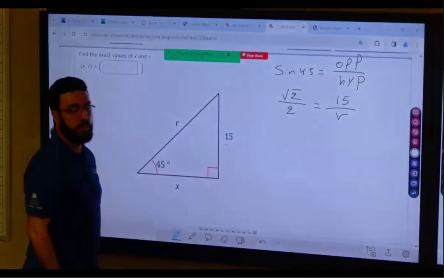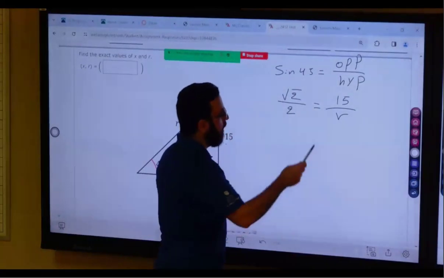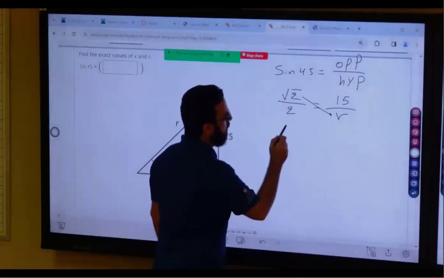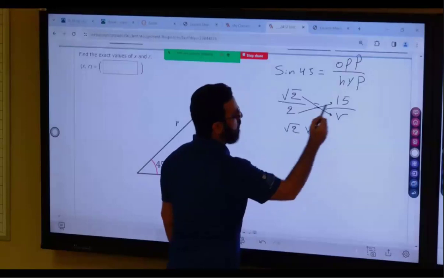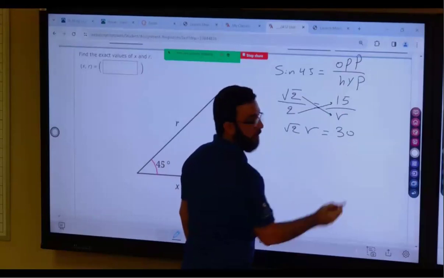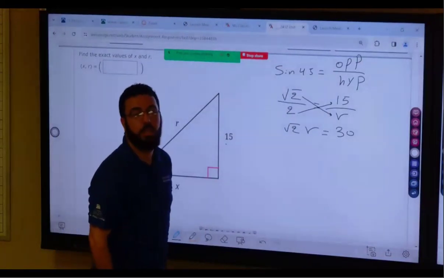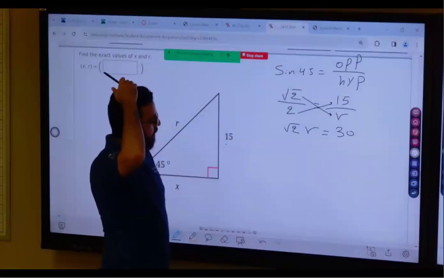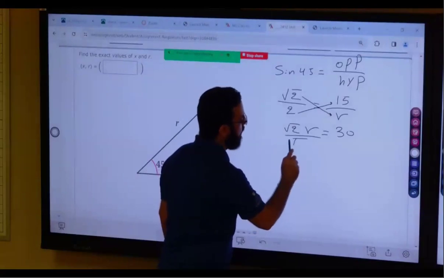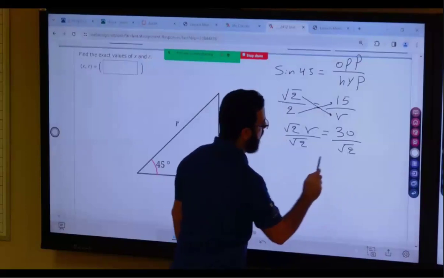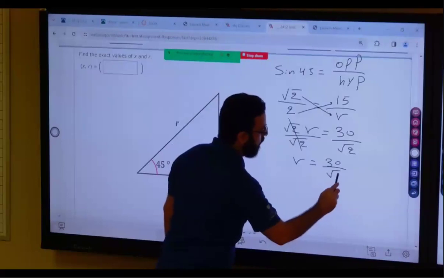Now, how are we going to solve this one? She said she's going to do cross multiplication, which is right. Multiply this one times R, so square root of 2 times R equals 2 times 15. Now what's the next step? We should divide both sides by square root of 2. Cancel here. So R is going to be equal to 30 over square root of 2. Can you simplify it?